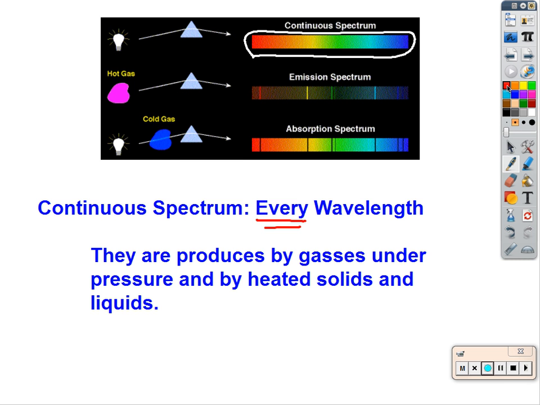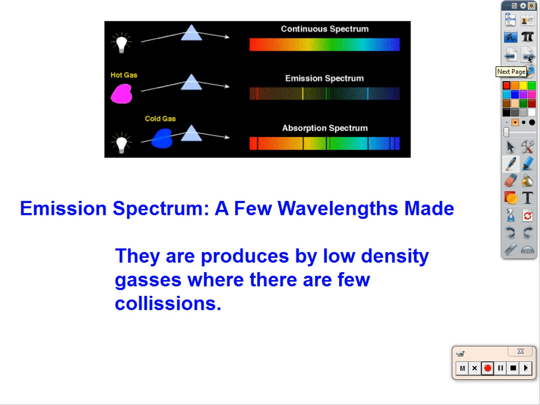Emission spectra are very different. In an emission spectrum, you only have a few wavelengths of light being made. We're not producing every single possible wavelength of light. We're only producing some very specific ones. If we take a look at our example here, we have one little wavelength in the red, one in the yellow, a couple of greens, a blue, and maybe one or two, maybe three, in the violet. We are producing very specific wavelengths of light. We are not producing everything, as you see in a continuous spectrum.